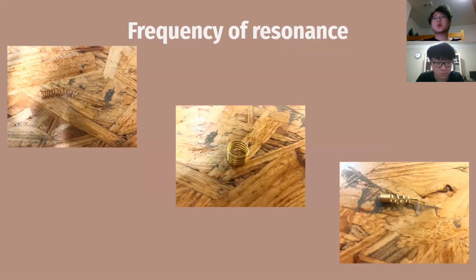And the last assumption we made is that it's related to the frequency of resonance. After our research, we found that the 2G signal is about 850 megahertz, the 3G is about 2100 megahertz, and the 4G is about 2500 megahertz.